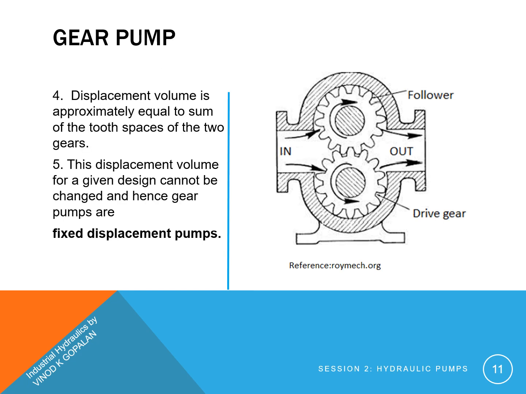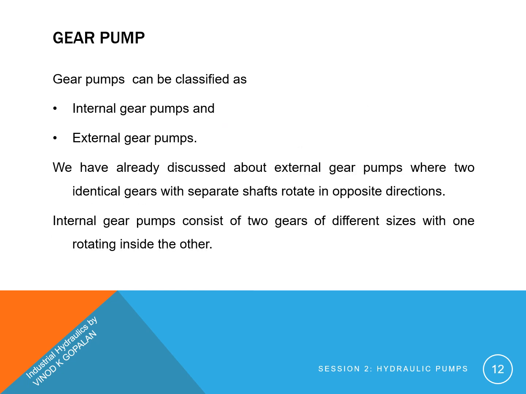Displacement volume is approximately equal to the sum of the tooth spaces of the two gears. This displacement volume for a given design cannot be changed, and hence gear pumps are fixed displacement pumps. Gear pumps can be classified as internal gear pumps and external gear pumps. We have already discussed external gear pumps, where two identical gears with separate shafts rotate in opposite directions. Internal gear pumps consist of two gears of different sizes with one rotating inside the other.